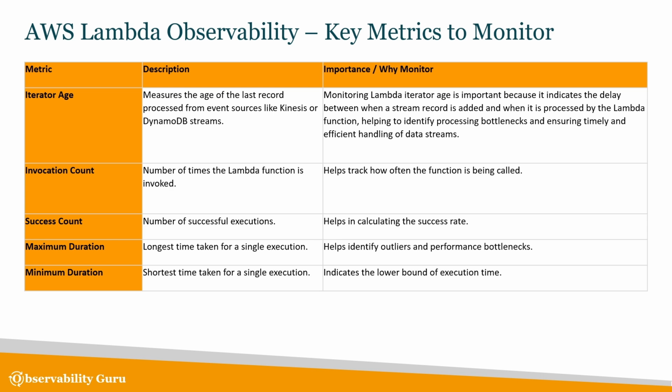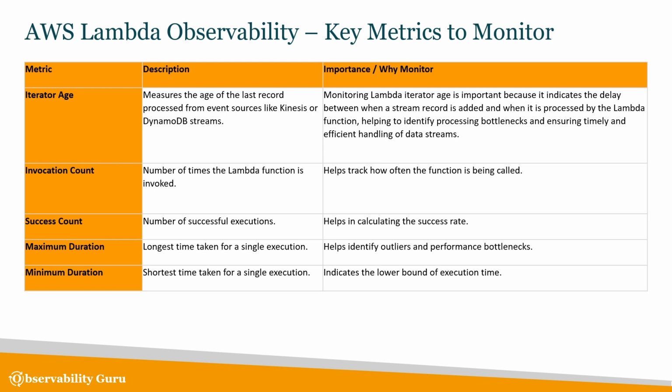And finally, there are a few other metrics: invocation count, success count, the maximum duration, minimum duration. Those again will help you and provide you an overall view. So these are some of the collection of metrics which we should enable or get ourselves access to. That will allow us to be on top of AWS Lambda, on top of your functions, and on top of the code which is being executed.